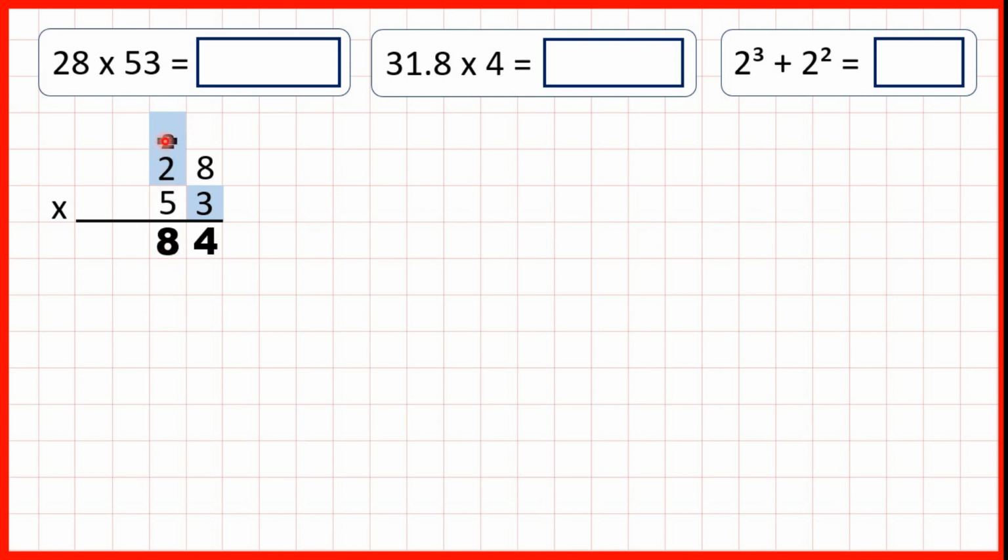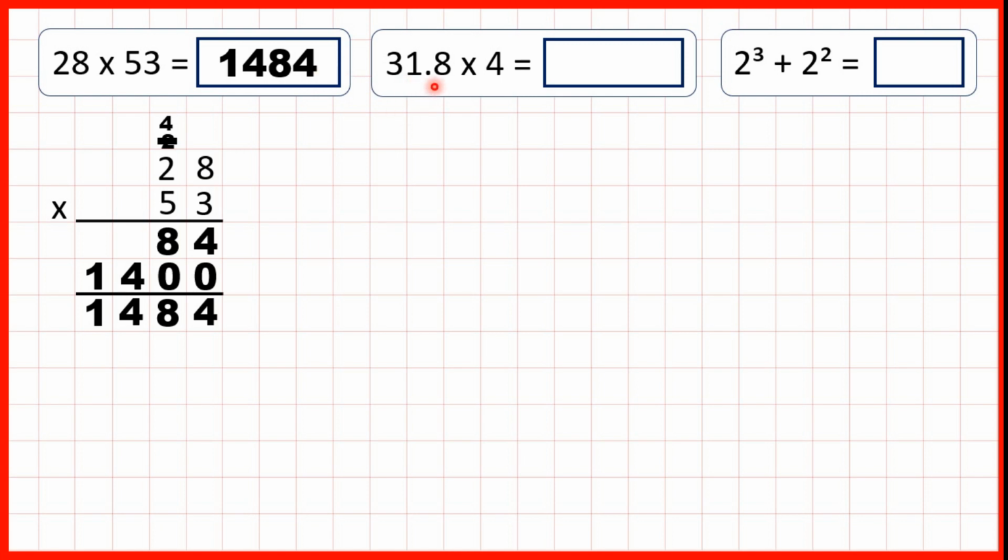Now, we can cross out our working, and now we're multiplying by this 5 in our tens. And because it's in our tens, we need a 0 in our ones column. 8 times 5 is 40, so 4, 0. And onto that, our last digit, 2 times 5 is 10, plus 4 is 14. Now we just add up our answer lines. So our answer is 1,484.